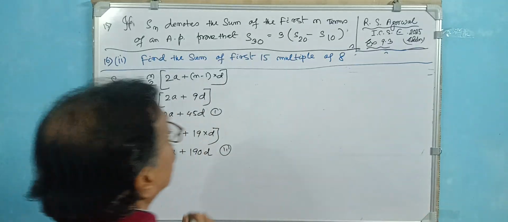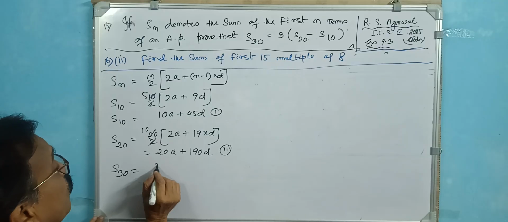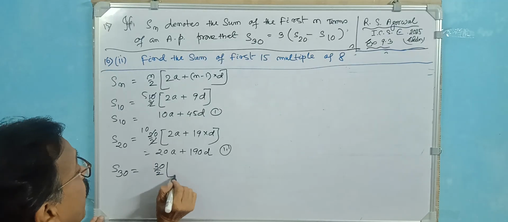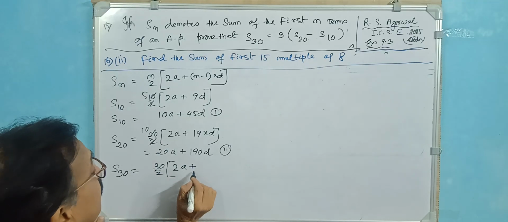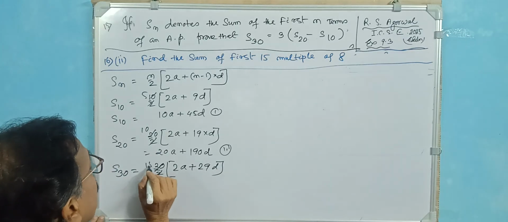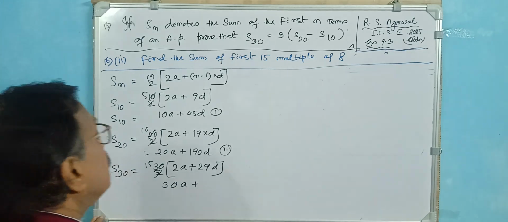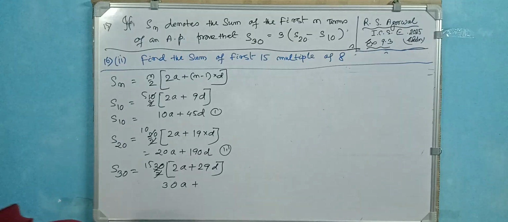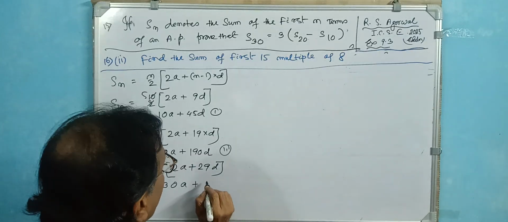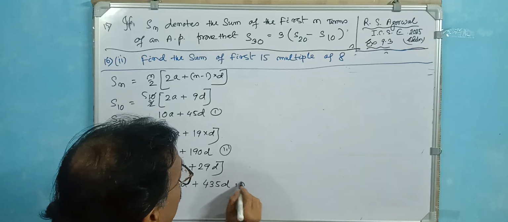Now S30. S30 is equal to 30 by 2 bracket twice a plus 29d. So this is 15 times 2a plus 29d, so 30a plus 15 into 29, that is 435d. This is equation number 3.